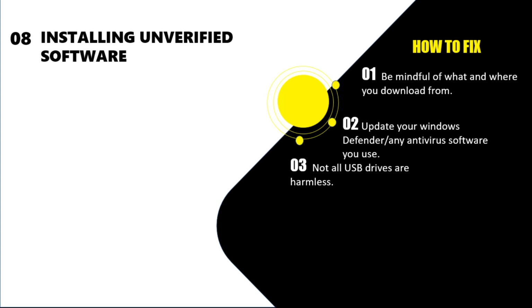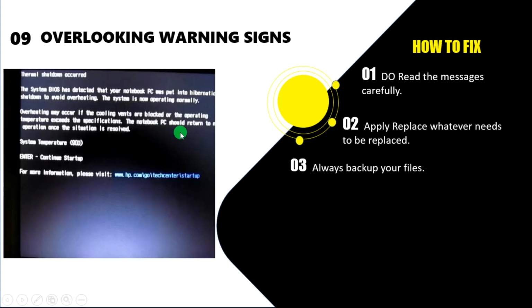Or if you have two laptops, make sure one is for your sensitive information, which you wouldn't be downloading software with, and then the other one that you'll be downloading stuff from the internet. Yeah, you have to verify the authenticity of what you just downloaded on the other laptop before transferring it to your sensitive one. Now, overlooking warning signs.